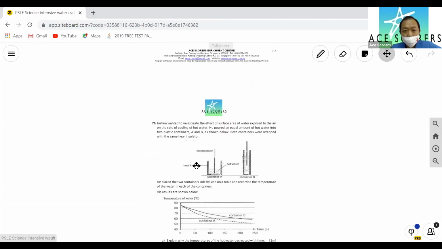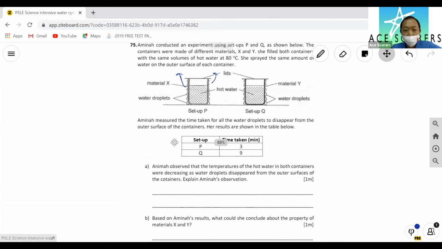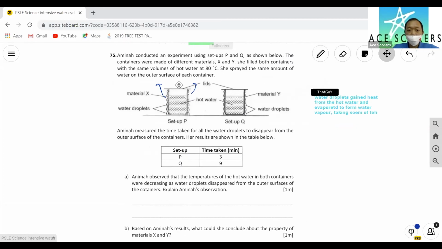So let's take a look at this one. The question is, why did the temperature go down? The water droplet gained heat from the hot water and evaporated, taking some of the heat. So the water droplet gained heat, so heat went to the water droplet to evaporate. So the hot water loses heat. That's the key thing. The hot water loses heat, therefore the temperature decreases.